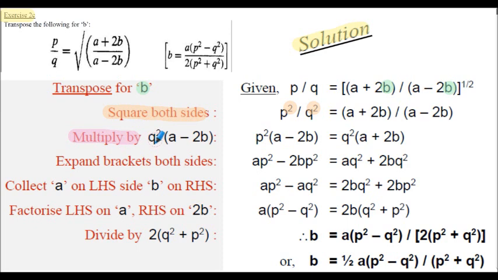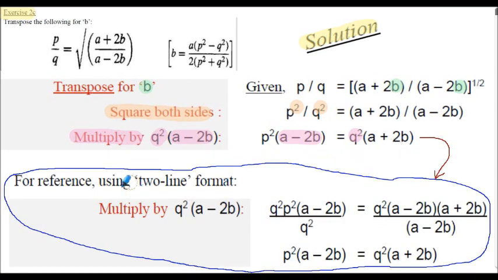Next, we multiply both sides by q squared multiplied by, in the bracket, a minus 2b. So on the left-hand side we have the a minus 2b term. On the right-hand side we have the q squared term. To try and aid understanding, here is two-line formatting for reference. So multiplying the numerator throughout by this term occurs here on the left-hand side, here on the right-hand side. And we can see that this q squared term in the numerator cancels with this q squared term in the denominator. On the right-hand side, the a minus 2b in the bracket in the numerator cancels with the a minus 2b in the denominator, resulting in this line.